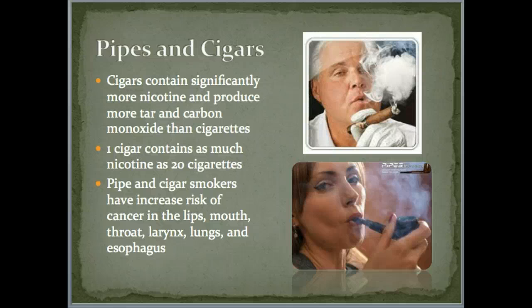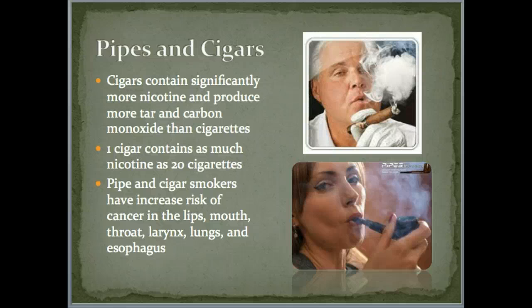We can't talk about tobacco without talking about pipes and cigars. Cigars contain significantly more nicotine and produce more tar and carbon monoxide than cigarettes. Obviously, if you compare the size of a cigar to a cigarette, it's usually significantly bigger. One cigar can contain as much nicotine as 20 cigarettes.